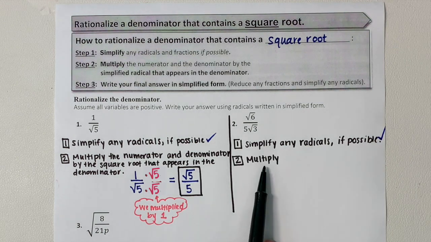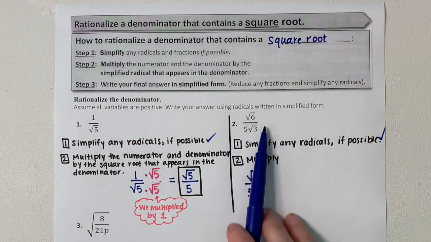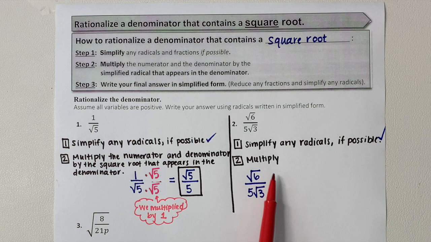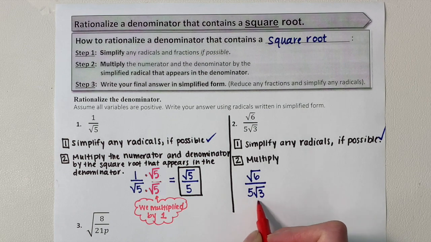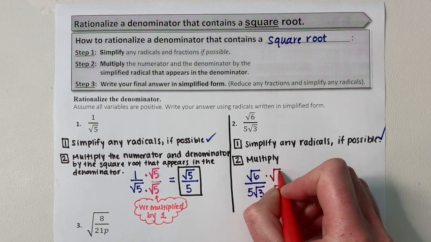For step 2, we're going to multiply to get rid of the radical in the denominator. I've started by copying down this exact original expression here. Now remember, we're okay with having radicals in the numerator, but we do not want radicals in the denominator. So to get rid of the radical in the denominator, all we have to do is multiply the numerator and the denominator by that exact radical that you see in the denominator. So the radical in the denominator is the square root of 3, so we're going to multiply the numerator and the denominator by the square root of 3.